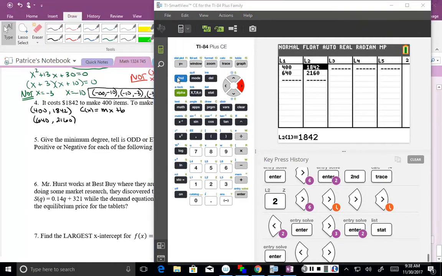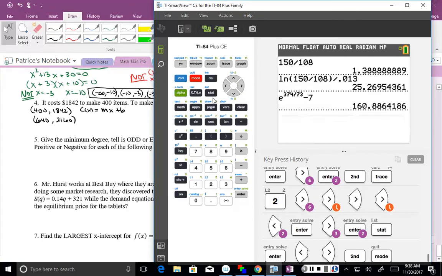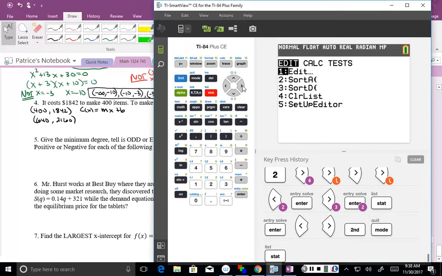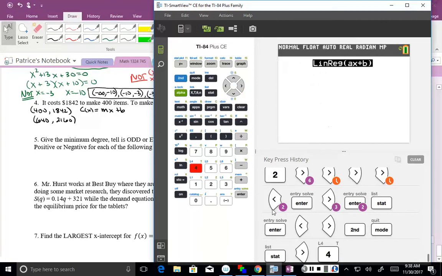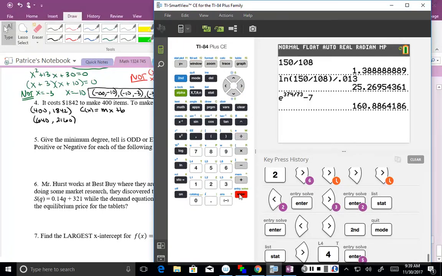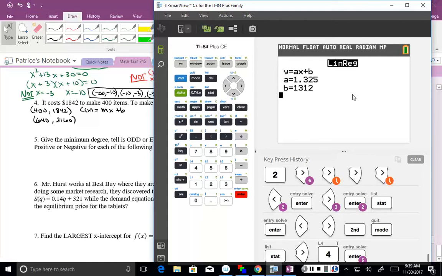All right, so now I'm going to hit second quit. I'm going to go to Stat, Calculate, and choice number 4 is linear regression. So just hit enter until you see your equation. Y equals, or C of x equals if you want to.